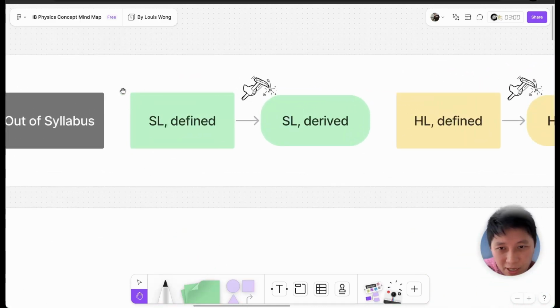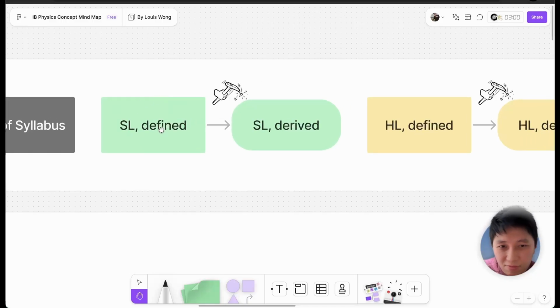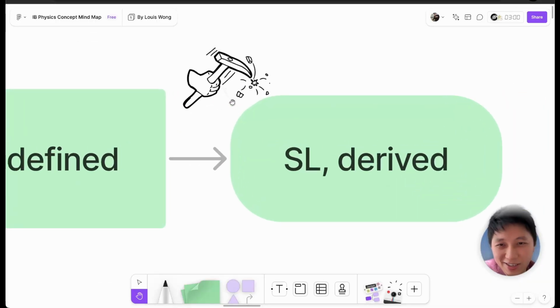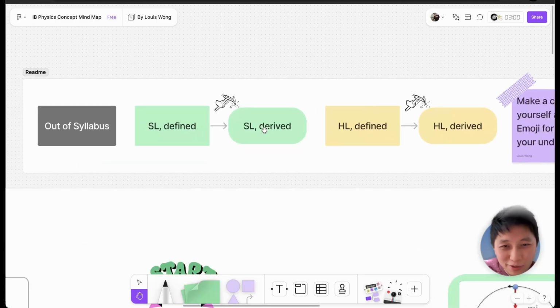So think about a rectangle, and its definition is sharp. You don't want to argue with it. And then what you can do is, if you take that and you trim it off, then you get something new. So that's derived. This is why I use the rounded rectangle for derived.